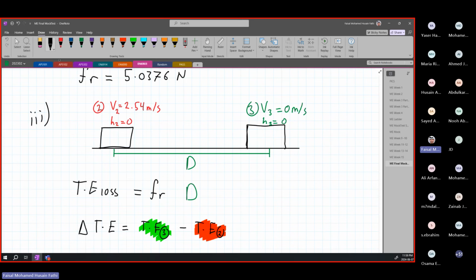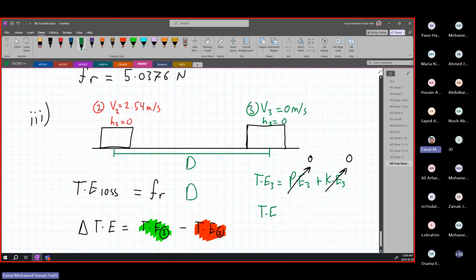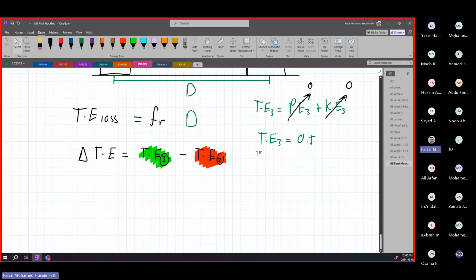So let's write the equation fully first. TE3 is equal to potential energy of 3 plus kinetic energy of 3. However, since H3 is equal to 0, we have no height, so there's no potential energy. And velocity is also equal to 0, so we have no kinetic energy. So the total energy in this phase is simply 0. Then we have no height and we have no kinetic energy. So it's just 0 joules. Since it is 0 joules, that's it.